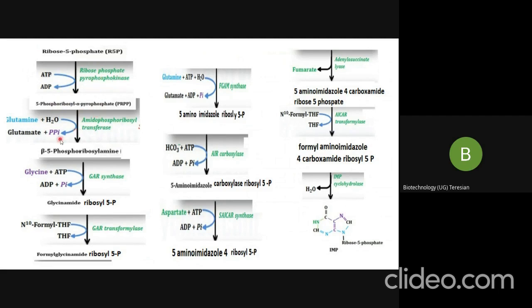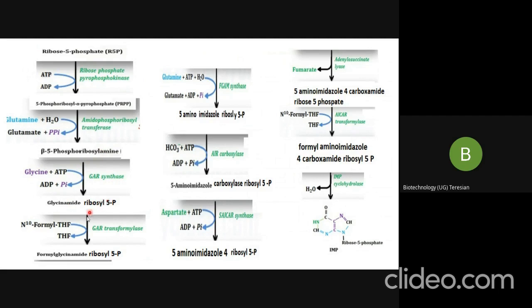In the second step, the glutamine transfers its amide nitrogen to the PRPP to replace the pyrophosphate and produce 5-phosphoribosylamine. This reaction is a committed step in the purine synthesis. Next, you can see that the phosphoribosylamine reacts with glycine in the presence of ATP to form glycinamide ribosyl phosphate, which is catalyzed by the enzyme synthase.